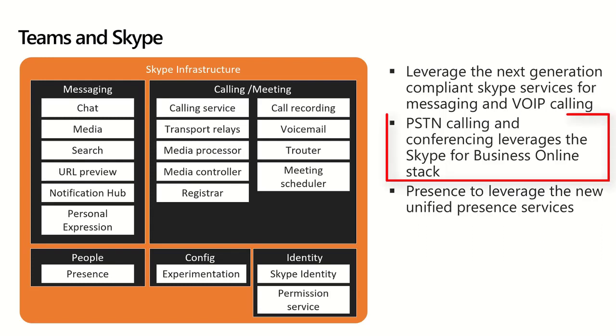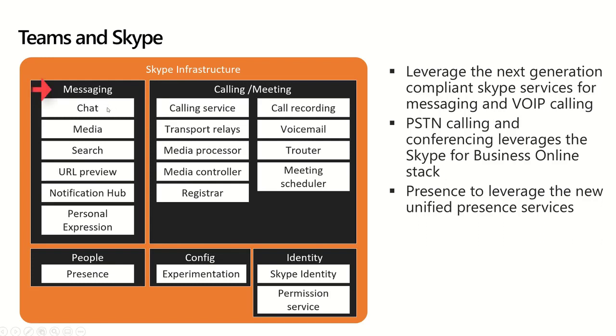This is where the PSTN calling service is, which is what allows you to talk to the telephone network. When you have a phone number in Teams, this is what powers it. And this leverages the Skype for Business online stack. I'm going to go into a little bit more detail over here on the left in a little bit. And also presence. This is what tells you whether you're in a meeting or not, or whether you're available, etc. Users see it as a set of red or green or yellow icons.